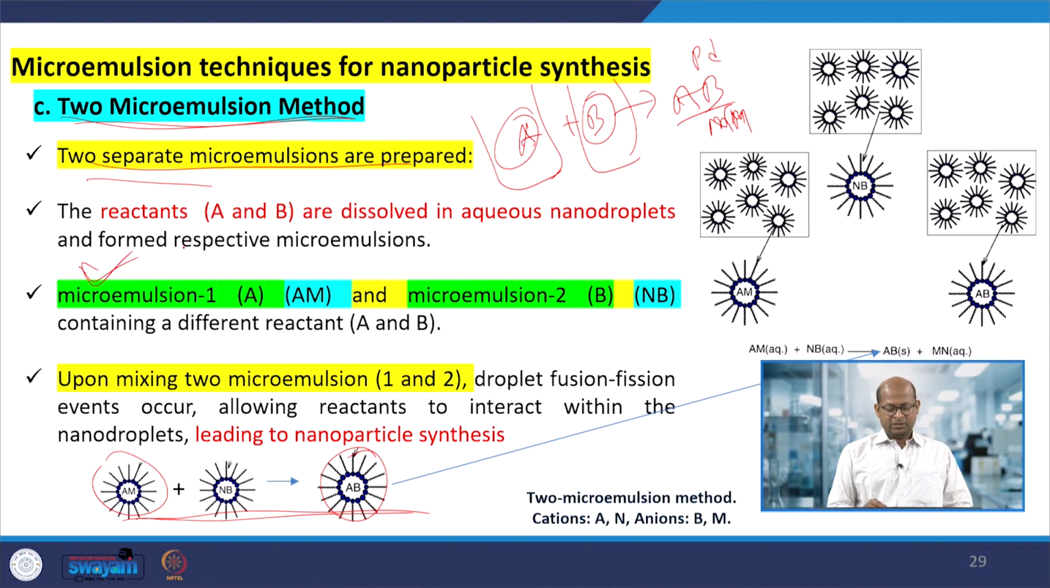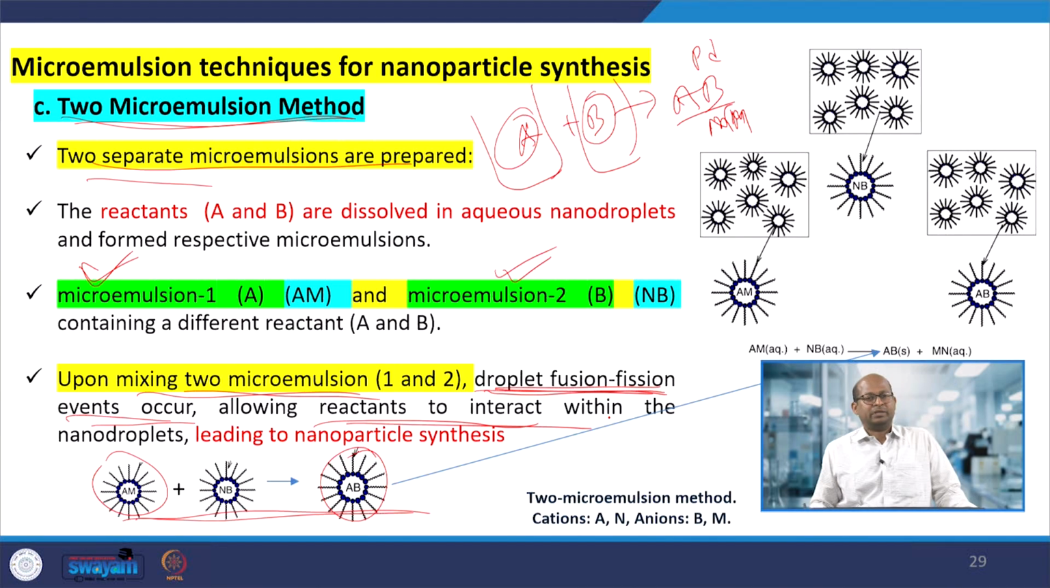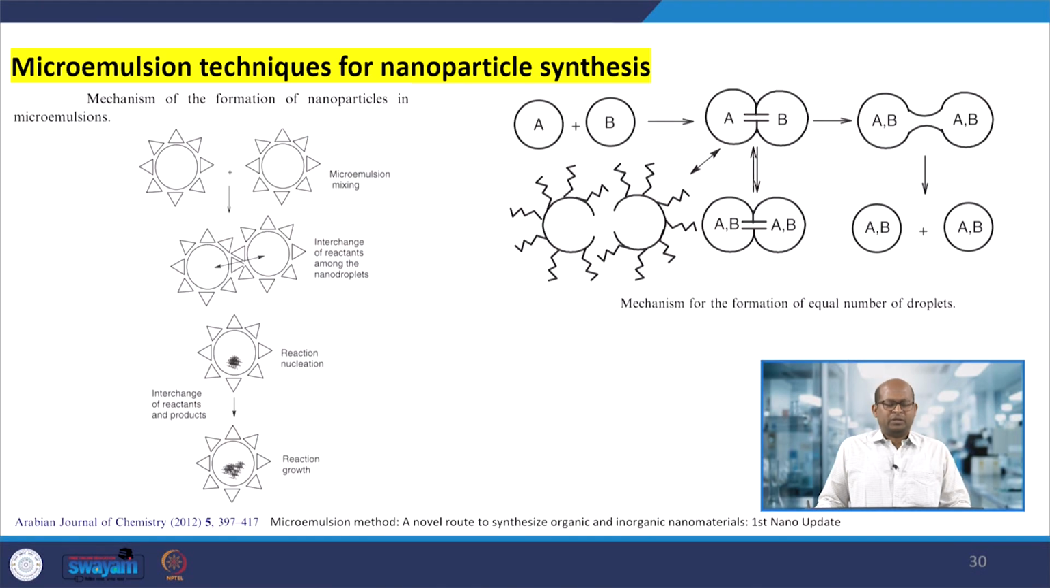Here, microemulsion 1 and microemulsion 2 are formed separately, and then by mixing the two microemulsions we conduct the reaction. One reactant goes to the other reactant. When they come in contact, the reaction takes place, and the reactants are transferred through diffusion. One reactant interacts with the other, and in that way, by precipitation or the particular reaction, the nanomaterials are formed.